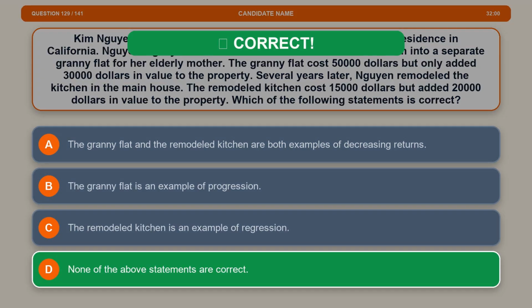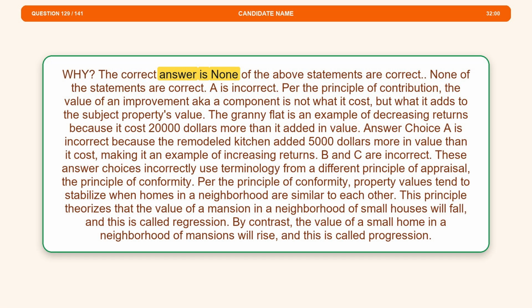The correct answer is option D. None of the above statements are correct. For the principle of contribution, the value of an improvement or component is not what it cost, but what it adds to the subject property's value.